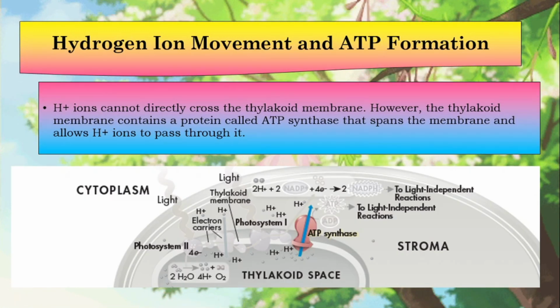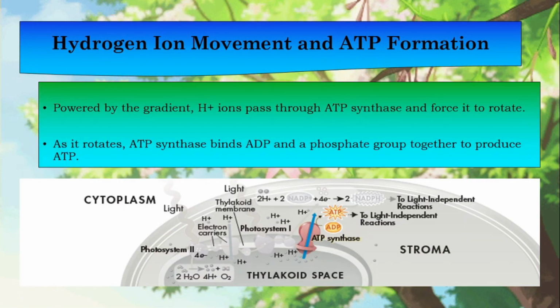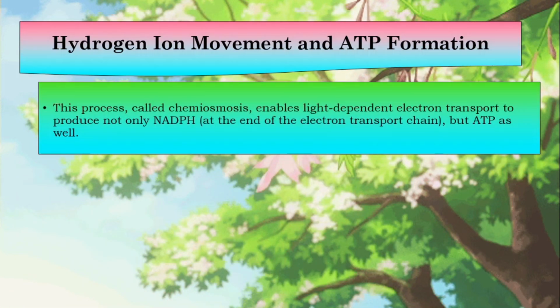Hydrogen ions cannot directly cross the thylakoid membrane. However, the thylakoid membrane contains a protein called ATP synthase that spans the membrane and allows hydrogen ions to pass through it. Powered by the gradient, hydrogen ions pass through the ATP synthase and force it to rotate. As it rotates, ATP synthase binds adenosine diphosphate and a phosphate group together to produce adenosine triphosphate, or ATP. This process is called chemiosmosis, which enables light-dependent electron transport to produce not only NADPH but also ATP.